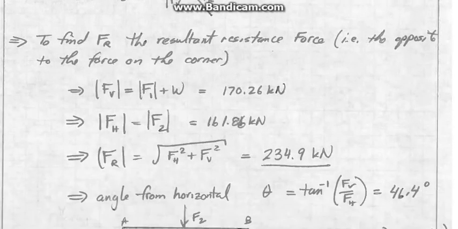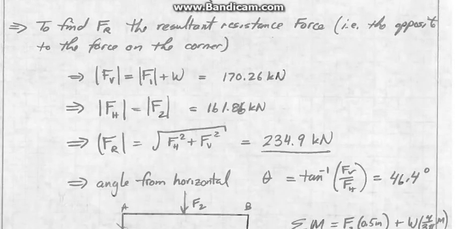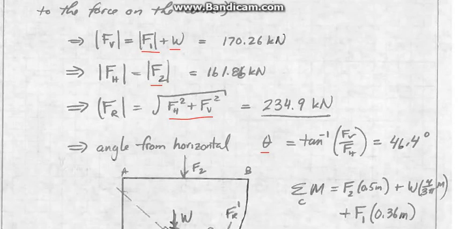To find out the resultant force, we sum the verticals and sum the horizontals. The vertical is the top force plus the weight of the water in the corner. The horizontal one is the pressure on the side. So we have two forces there, horizontal and vertical. We add those and we get the resultant force of about 235 kilonewtons. We can take the ratio of the vertical force to the horizontal force, take the inverse tangent of that, and we'll get the angle with respect to the horizontal dimension, and that's about 46 degrees. So that's pretty much all we needed to know.